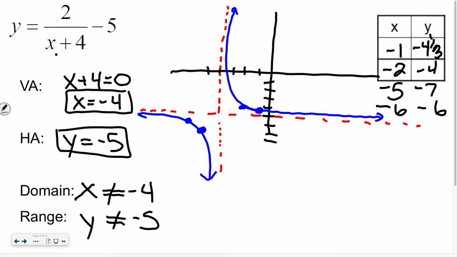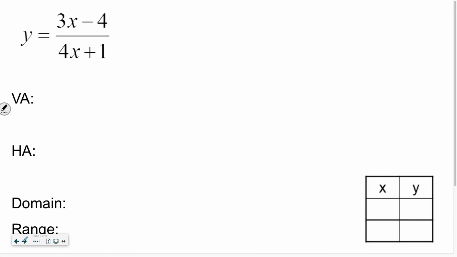Okay. Anybody got any questions for me? Okay, I want to do one more, so we got one with the ABCDs. Okay, so you're ready to go for your homework. So we're going to do 3x minus 4 over 4x plus 1.